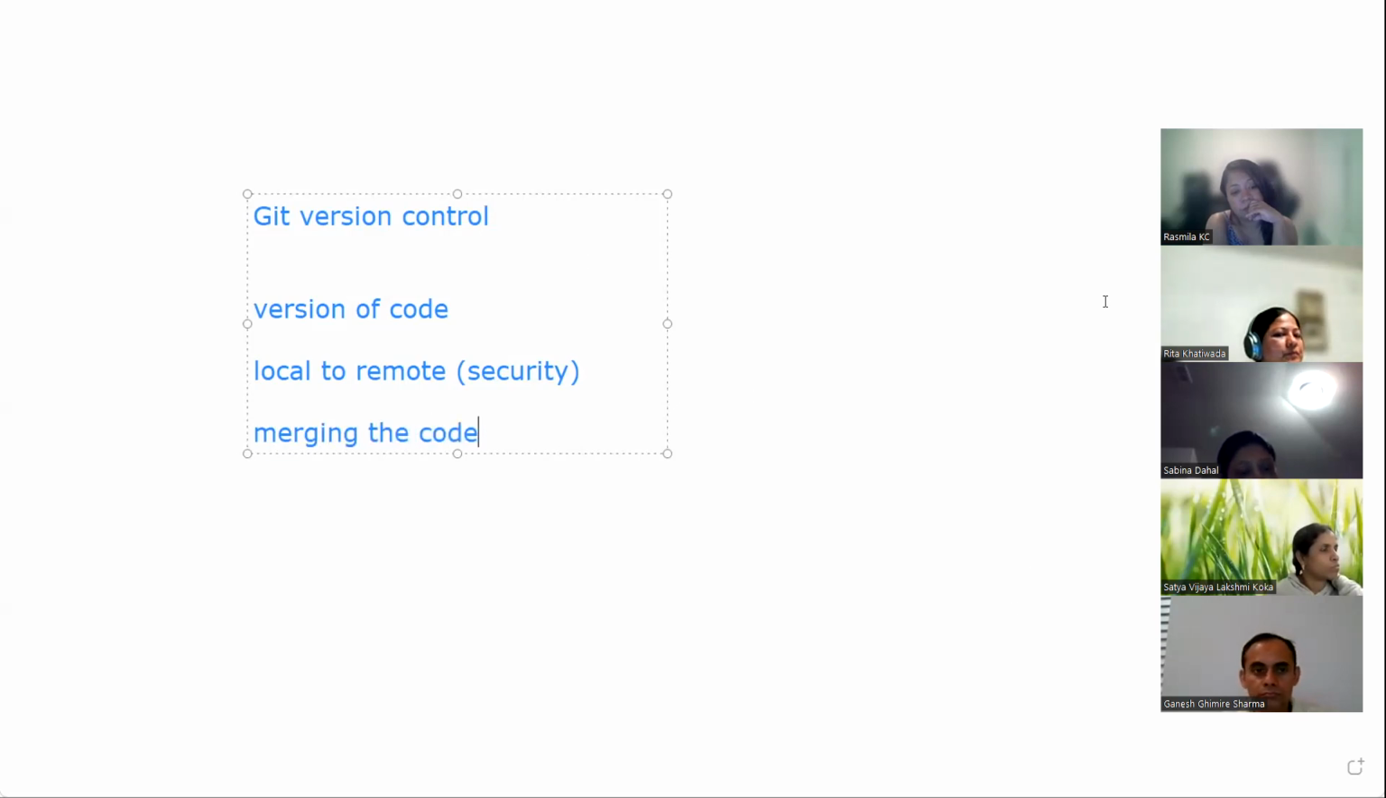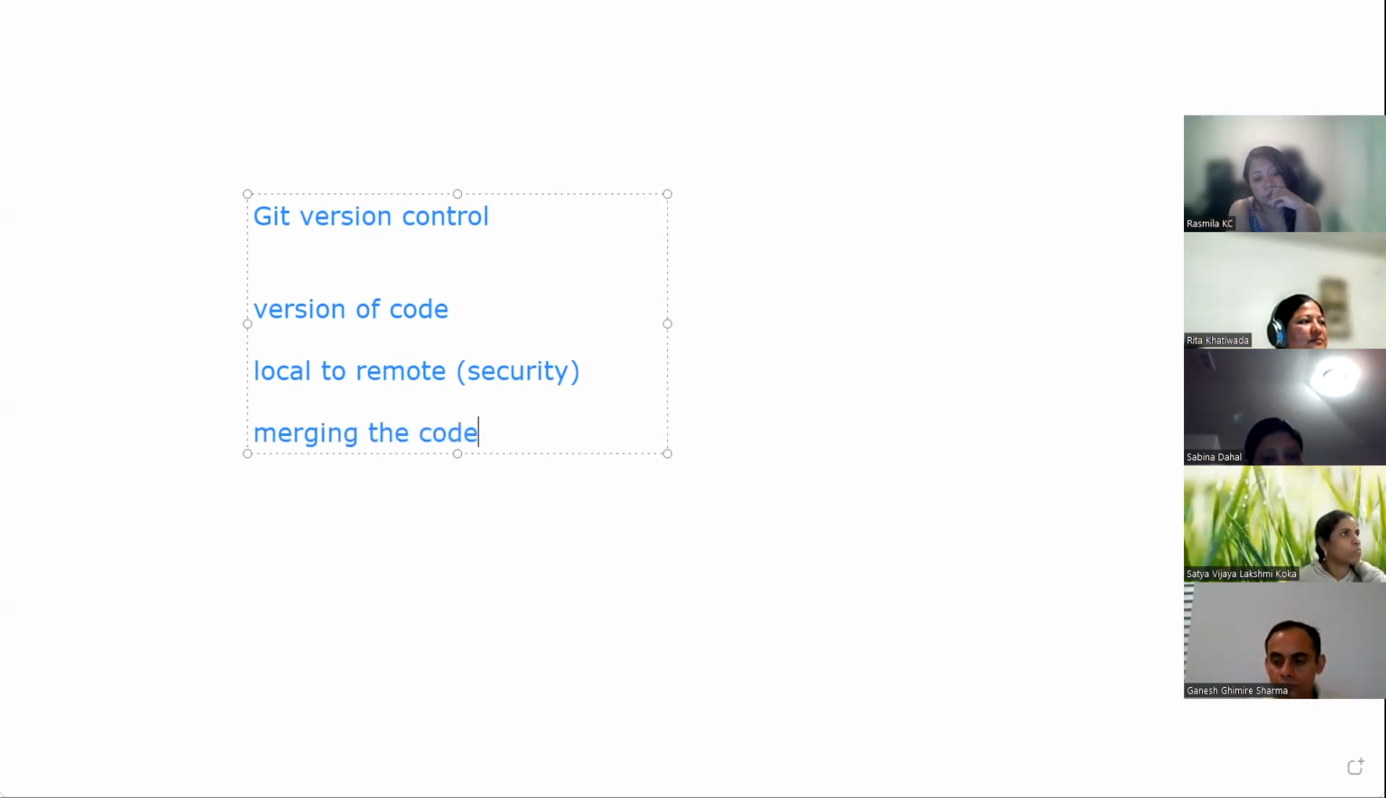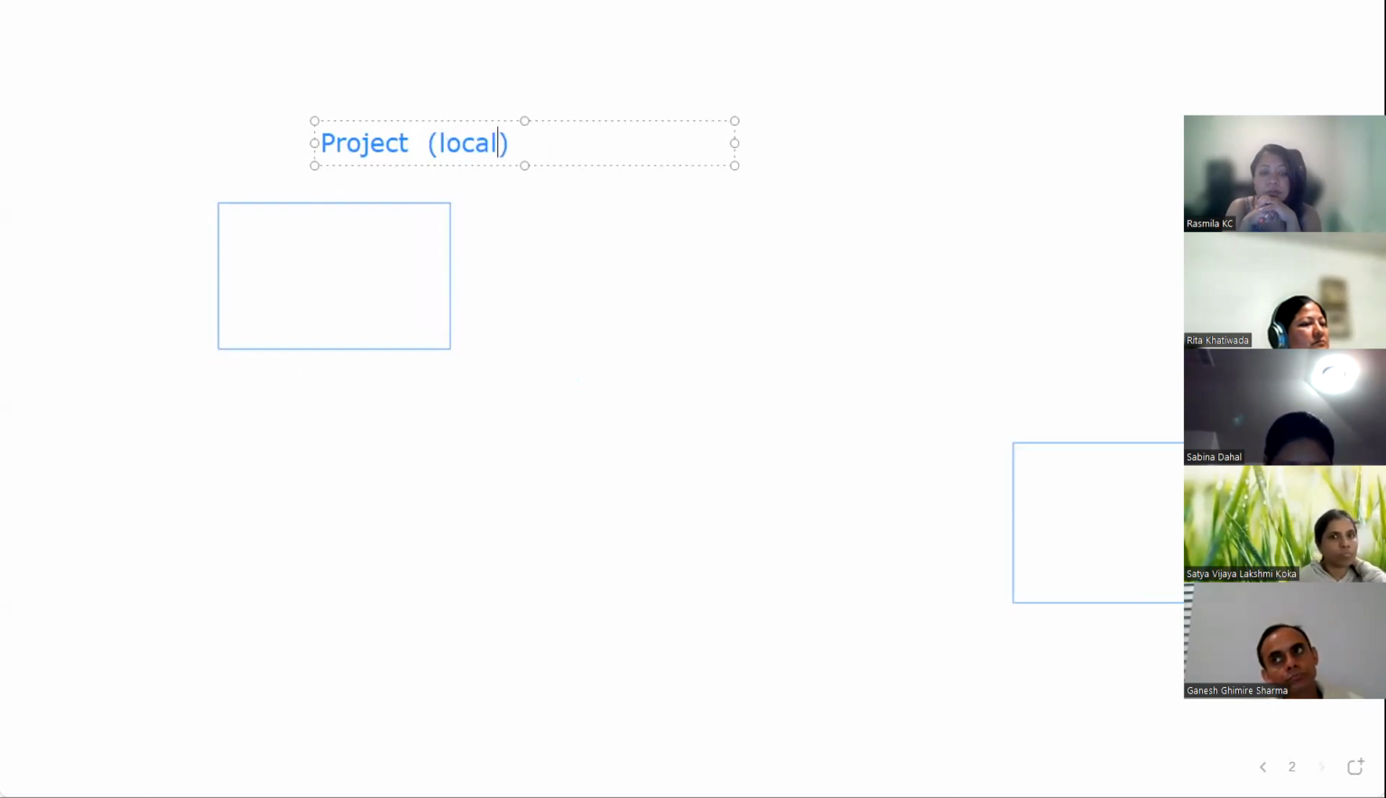Okay. How it works basically. If you talk about the prime purpose, what is the prime purpose of Git? To take the code from local repo to remote repo. So this is your repo. Let's say this is your project. What is the prime purpose? To take the project from your local machine, from your local repo to a remote repo. So this is nothing but the remote repo.